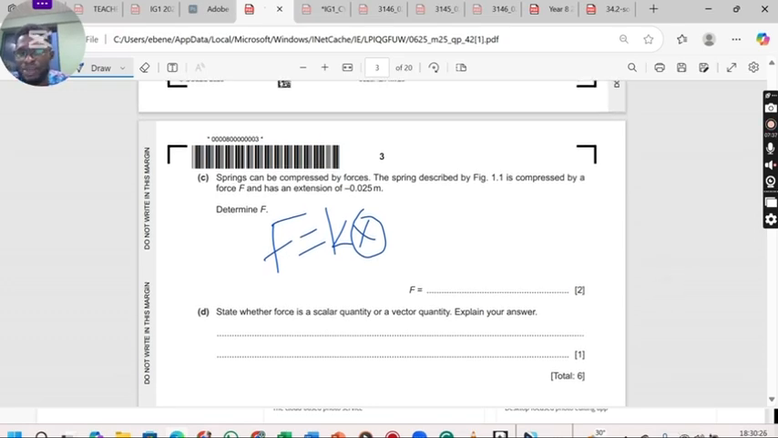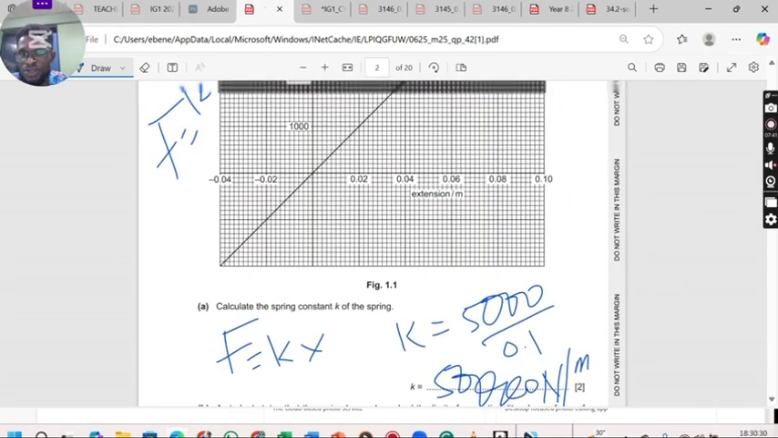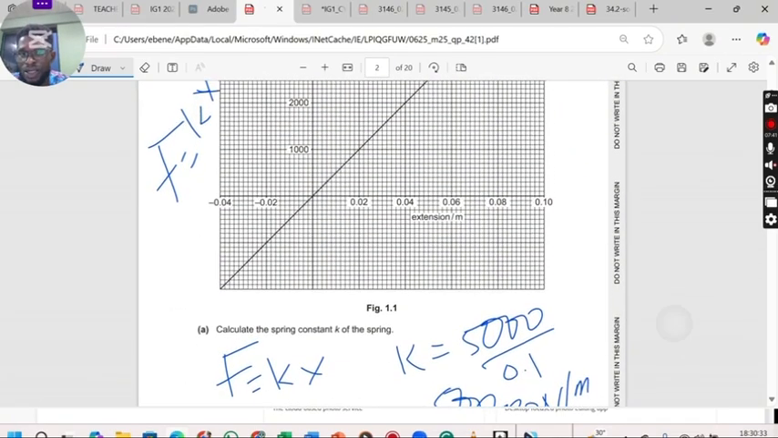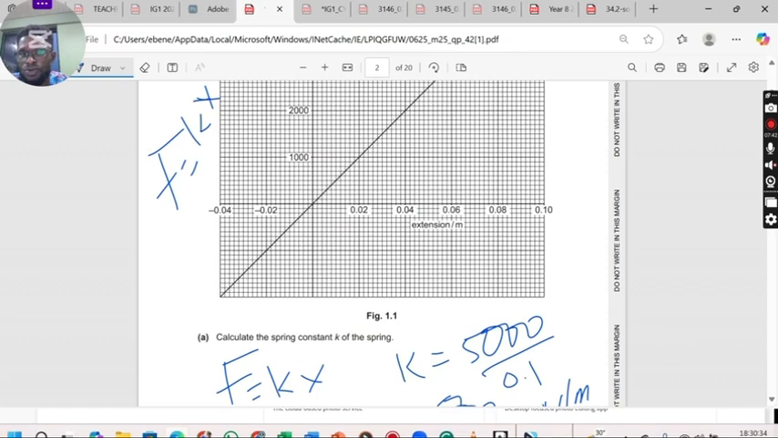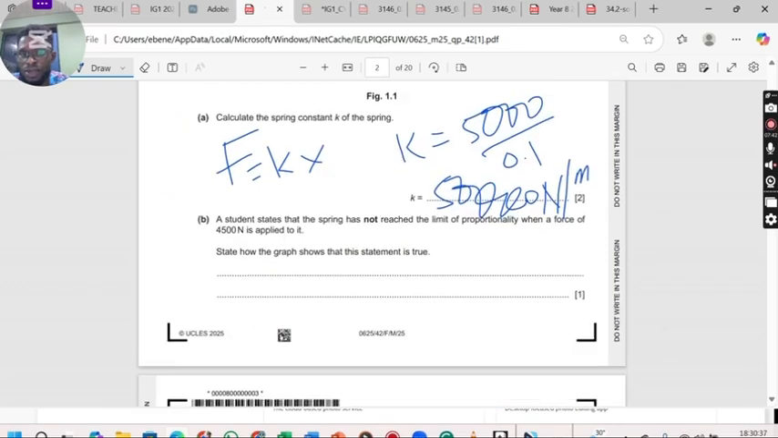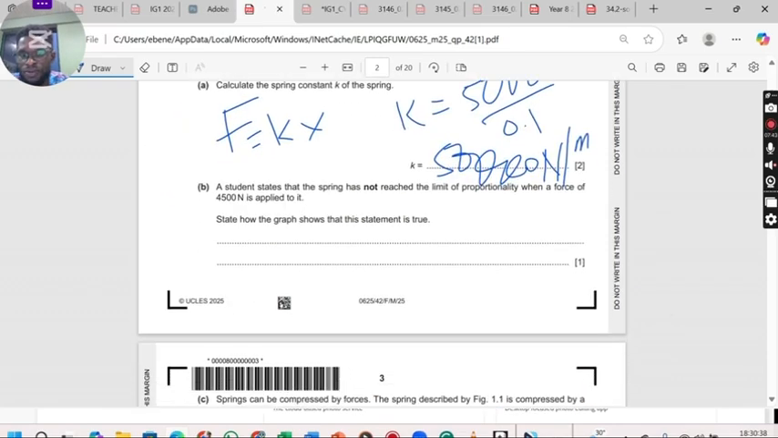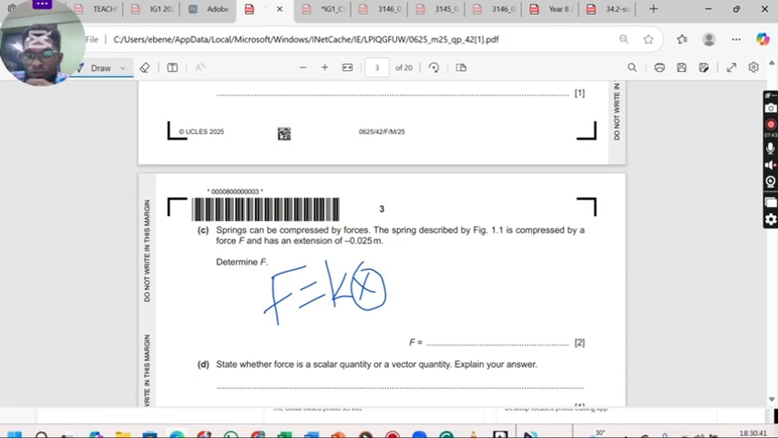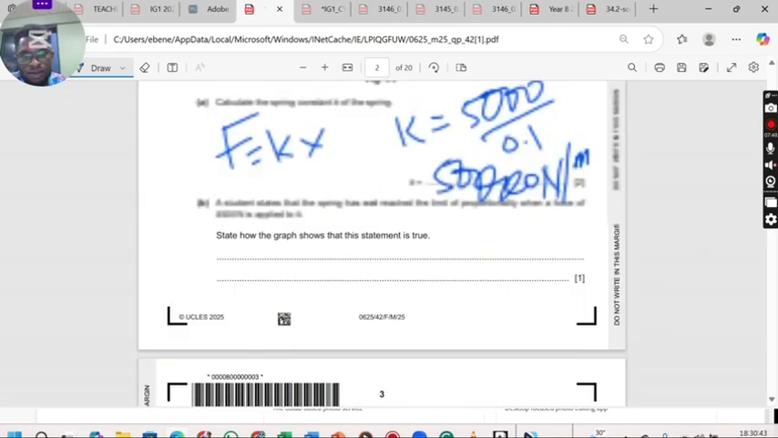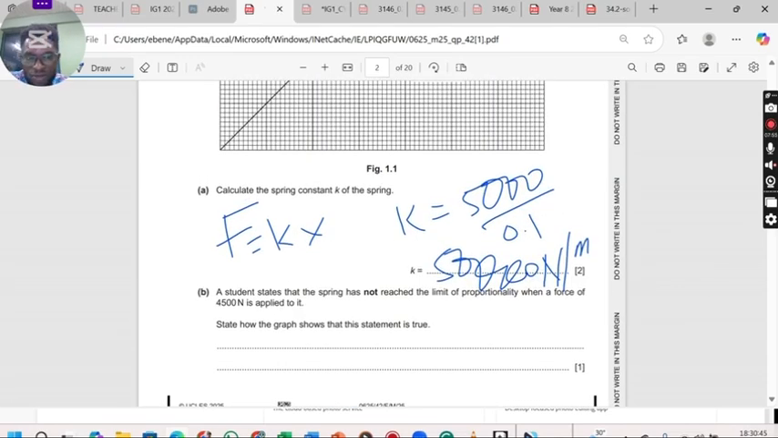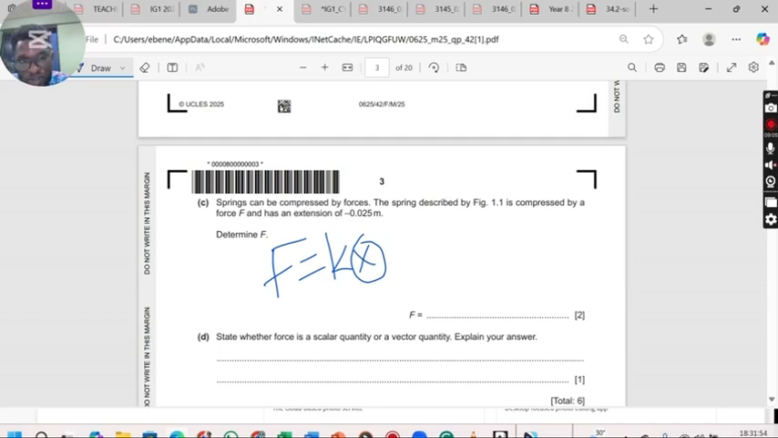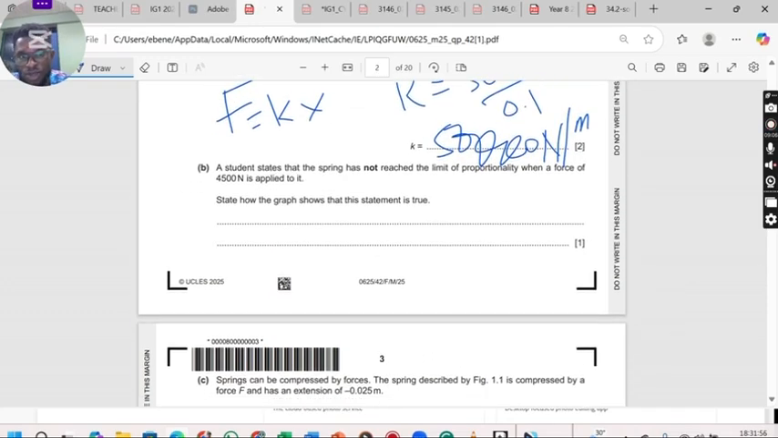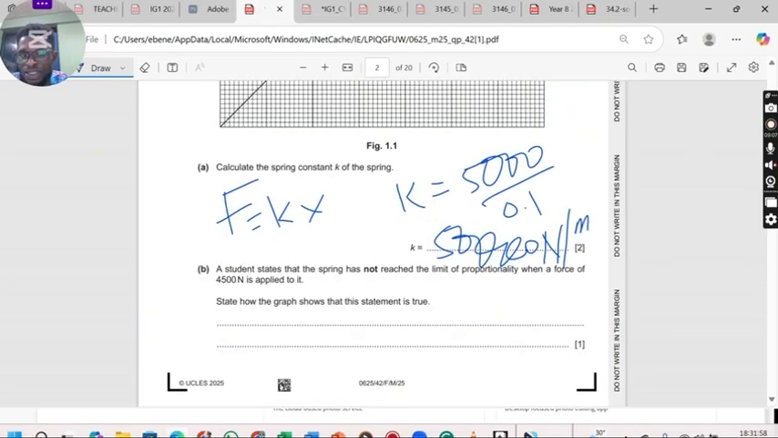Because they said determine F, they would have said use the graph to determine F, but they didn't say use the graph. They just said determine F. So what it means is that we are coming to calculate for F. We substitute the value of x, and K, since it is constant, you are going to use the value over there. Please calculate. K is what we've determined already. It's constant, so you don't expect it to change. It is the same spring.